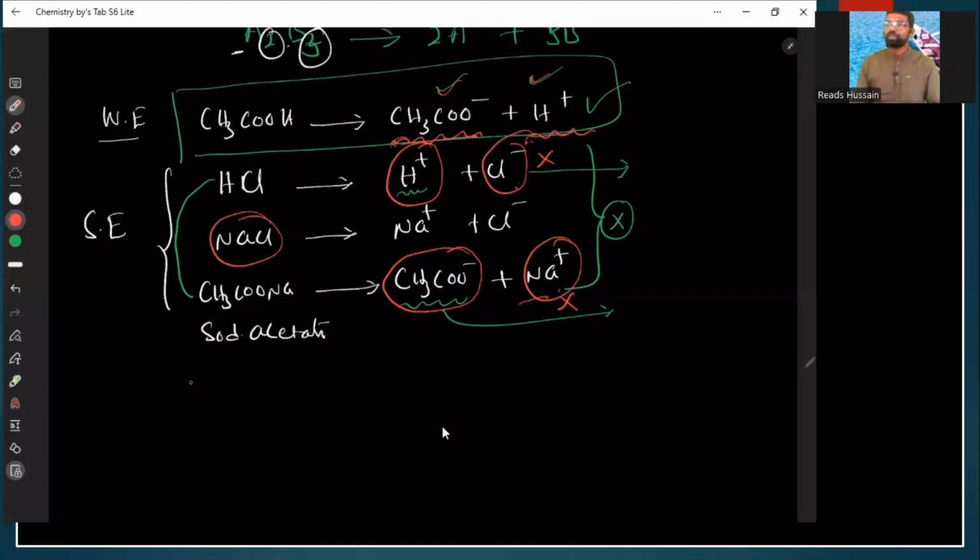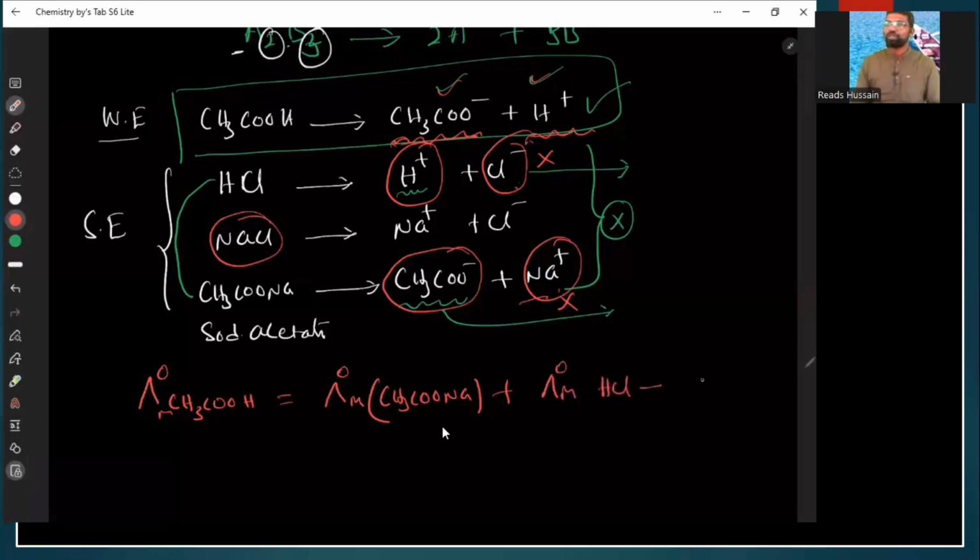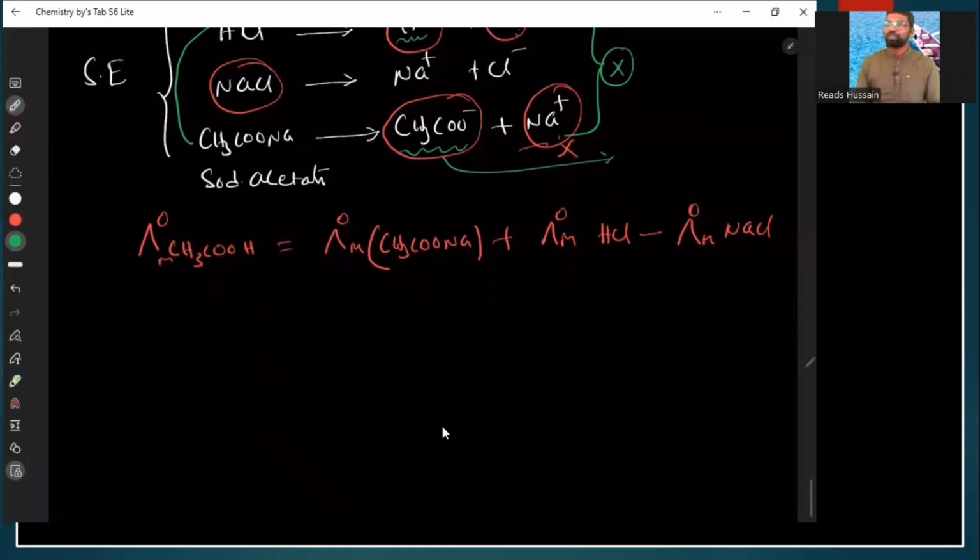Okay. Now, limiting molar conductivity. Please note down. Limiting molar conductivity of CH3COOH is equal to limiting molar conductivity of CH3COONa, the last one and the first one that we need to add, plus limiting molar conductivity of HCl minus limiting molar conductivity of NaCl. Okay, I told you many times, note it down. I hope you are writing all these things.